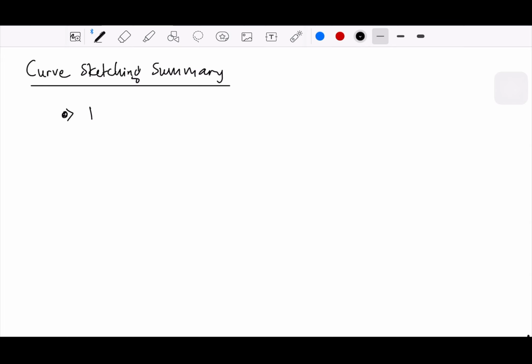Okay, so we start with the domain. Domain is very basic, so it's supposed to define where the function is defined. Is there any restrictions? Is there any interval that is undefined? So this should be a very first identification for a curve.